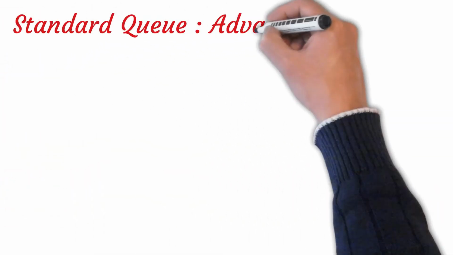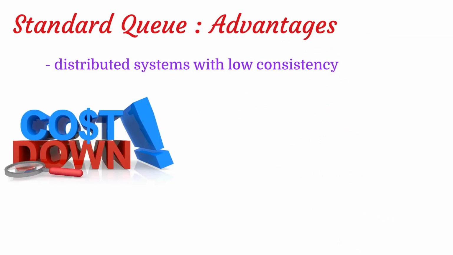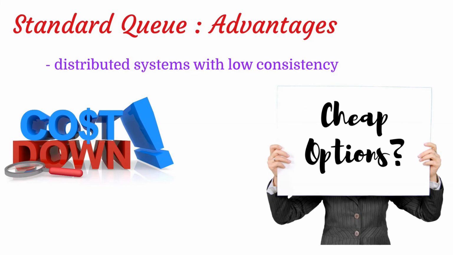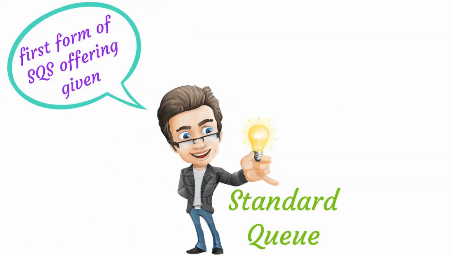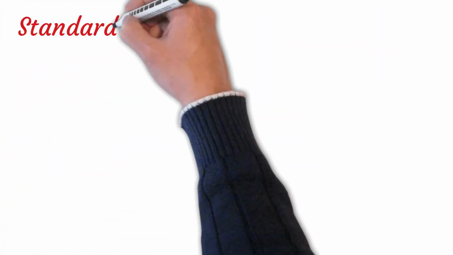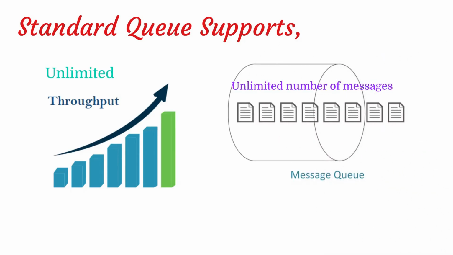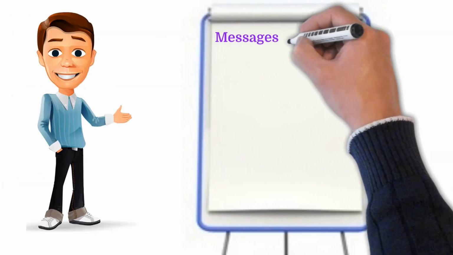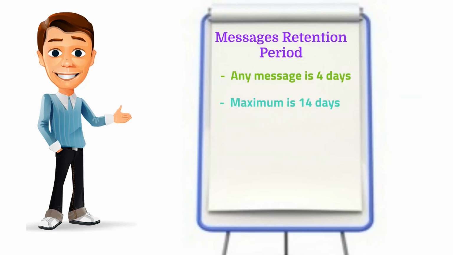This type of queue leverages the advantages of distributed systems with low consistency, which drives down costs. As a result, this is the cheapest option in SQS. This is the first form of SQS offering given, and extensively used to decouple applications. It supports unlimited throughput and unlimited number of messages in queue. The retention period of any message is 4 days, and it supports a maximum of 14 days.